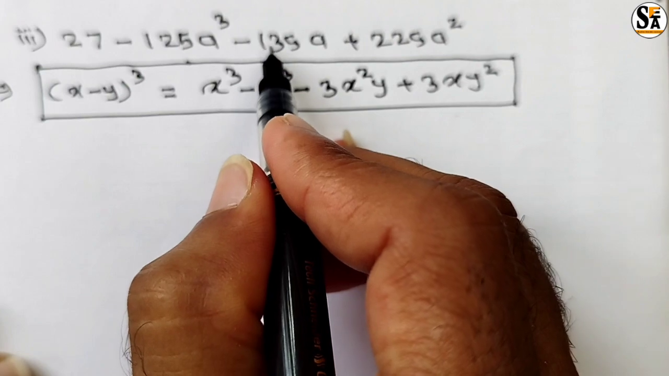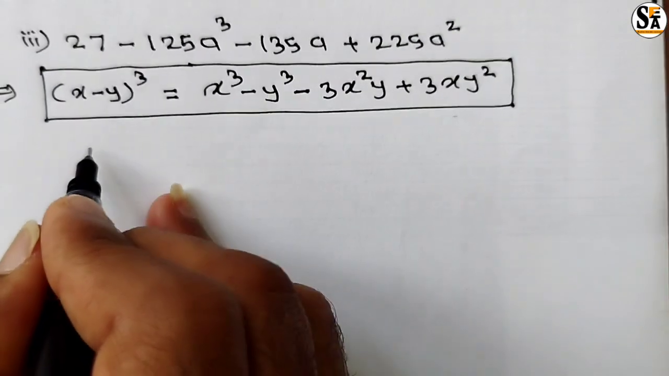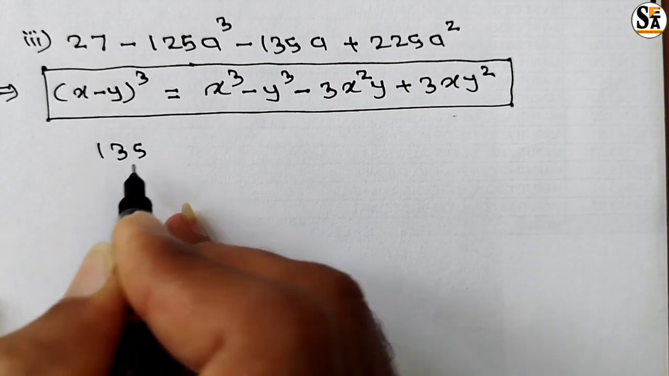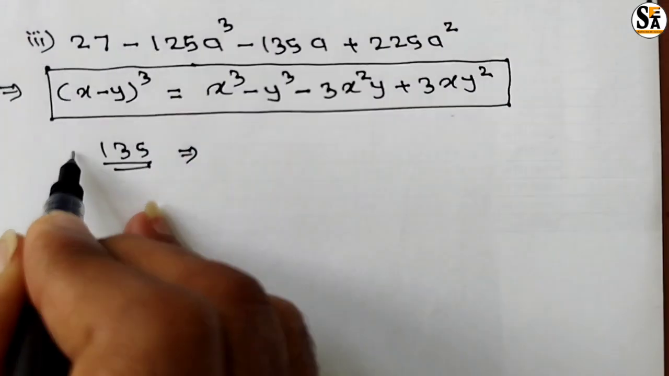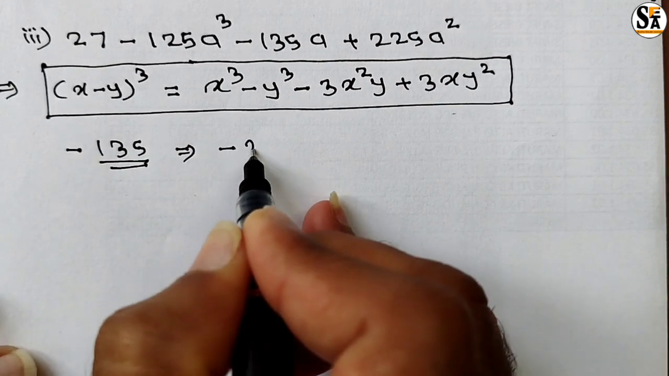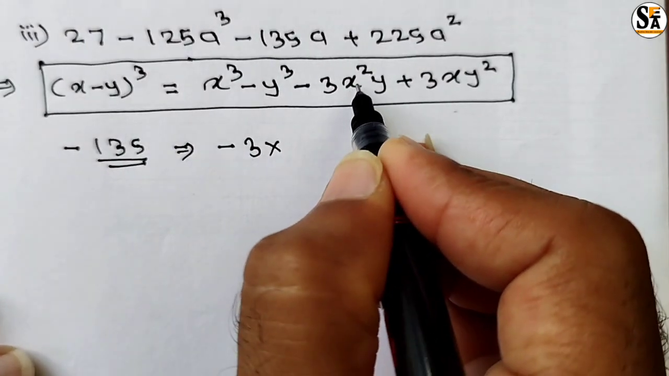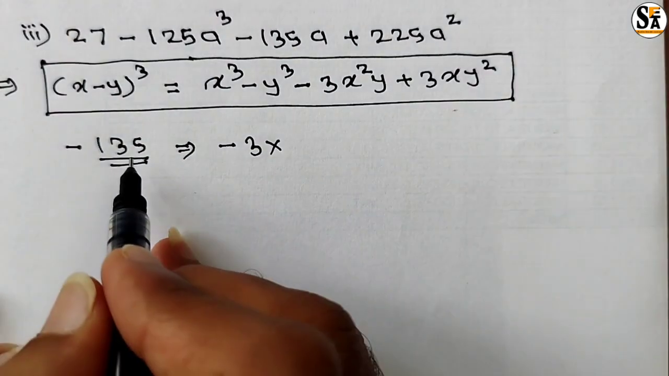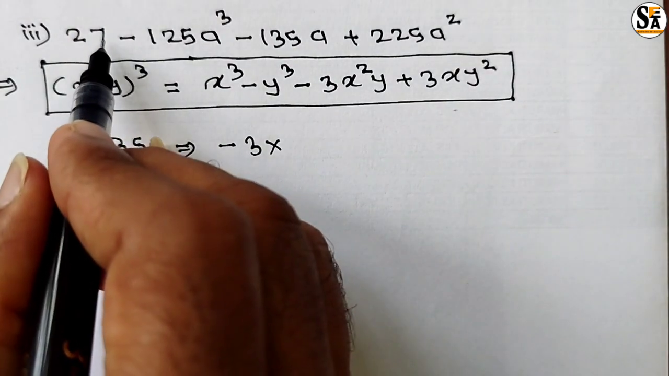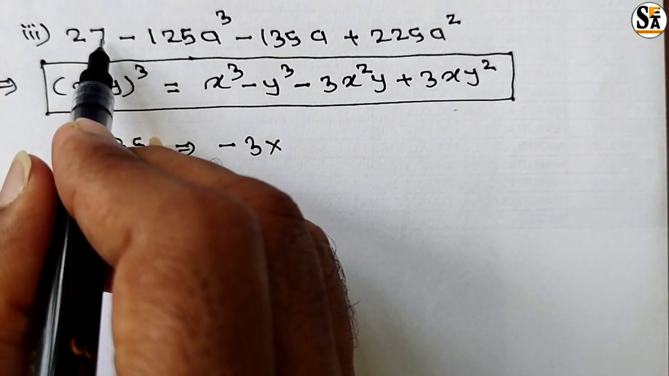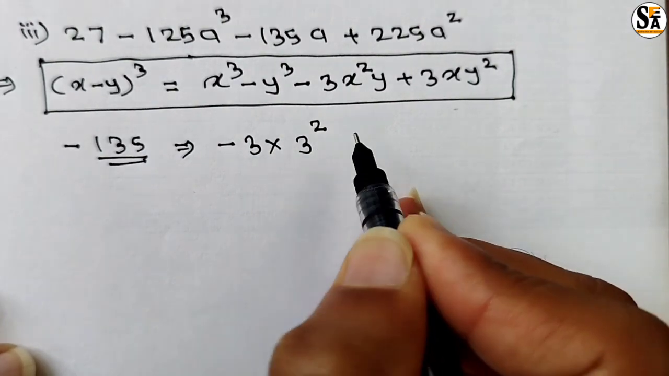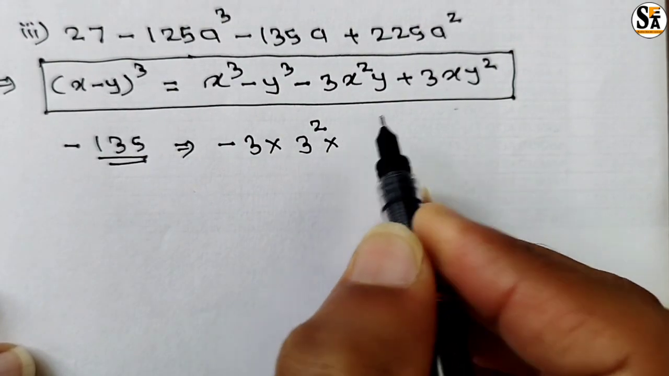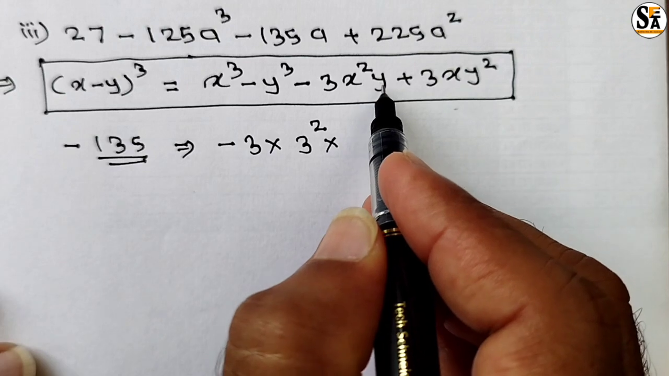Here now see, 135. We can split this coefficient like this. We require 3, there is a minus sign, so we will put a minus sign. Minus 3 into the square of one of the terms. Square of which? Here 27 is a perfect cube of 3. So we put 3 square here, 3 square, and multiply it by the second term, this y.